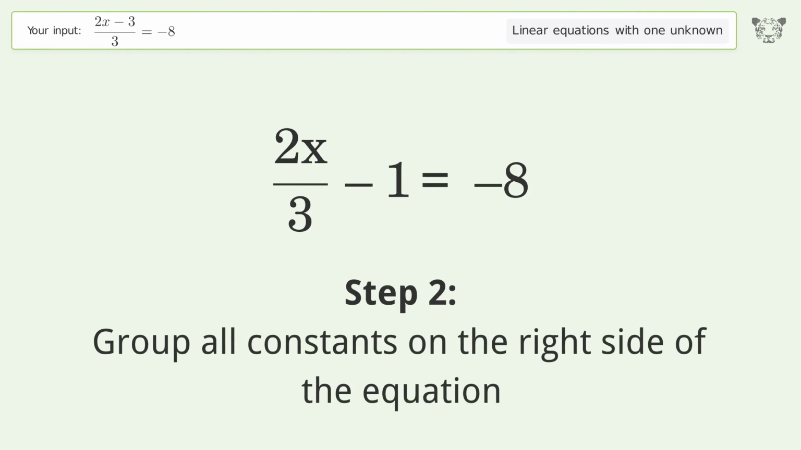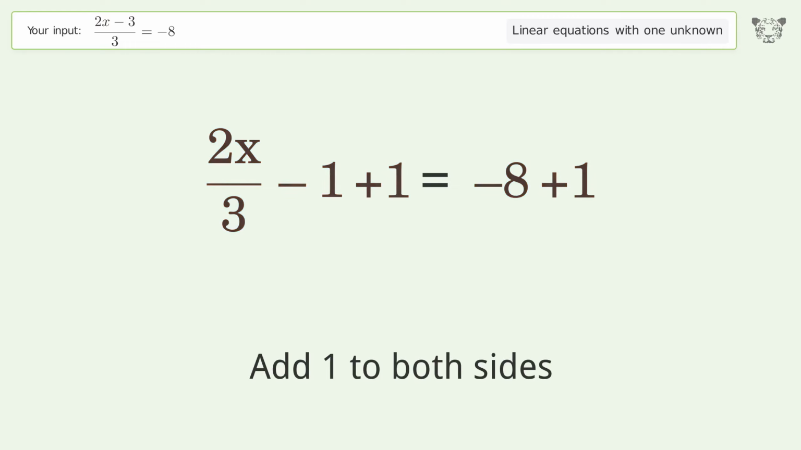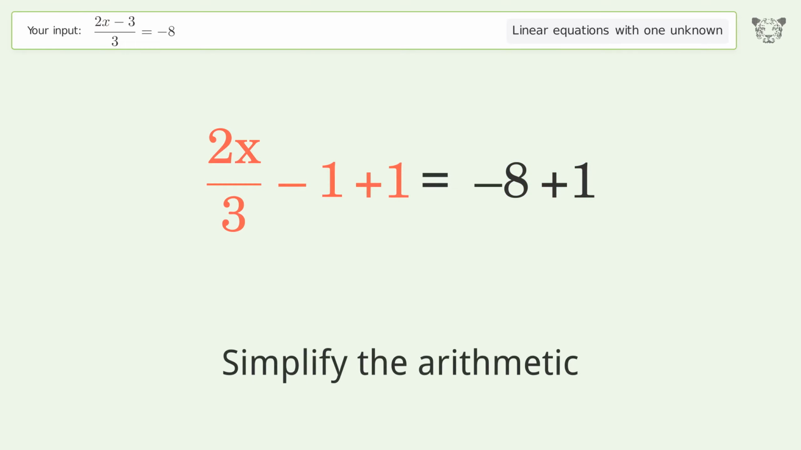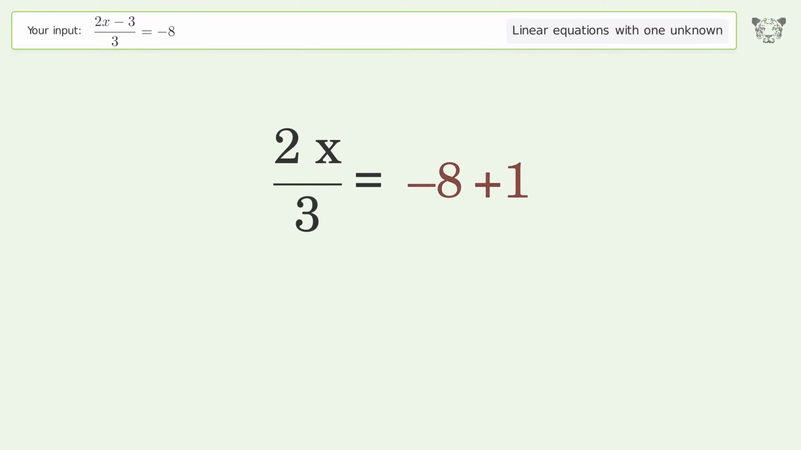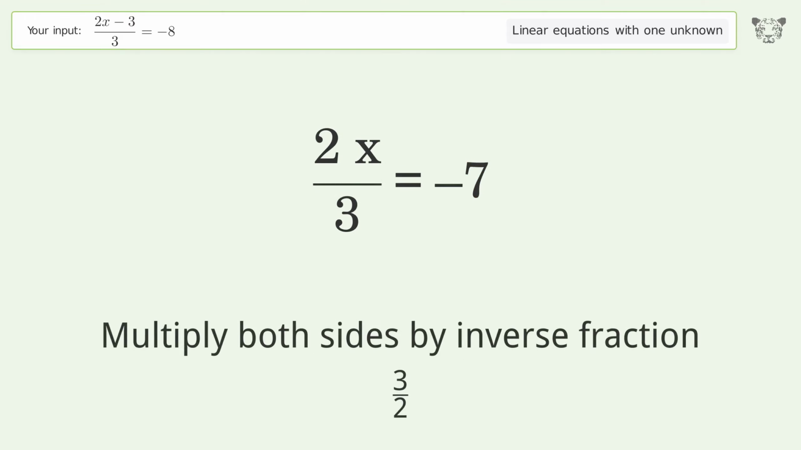Group all constants on the right side of the equation. Add 1 to both sides. Simplify the arithmetic. Isolate the x. Multiply both sides by inverse fraction 3/2.